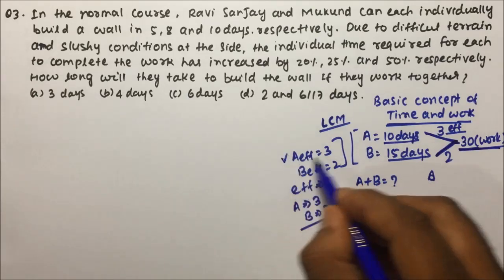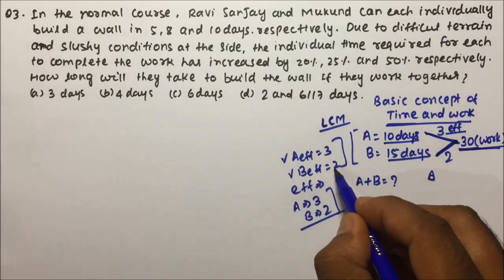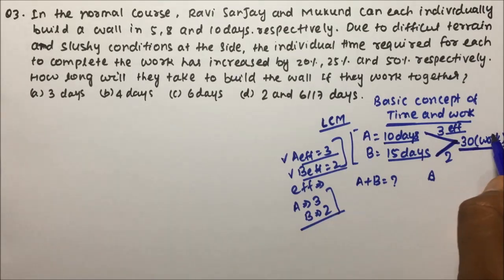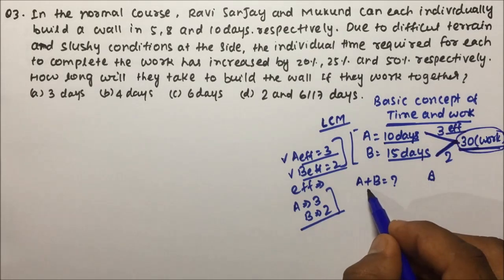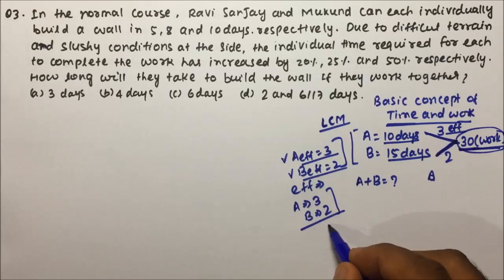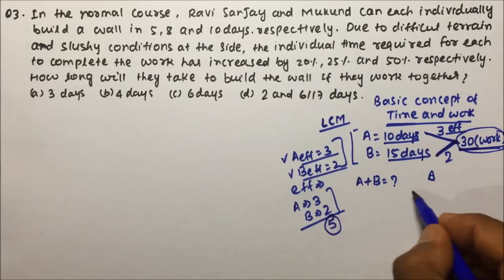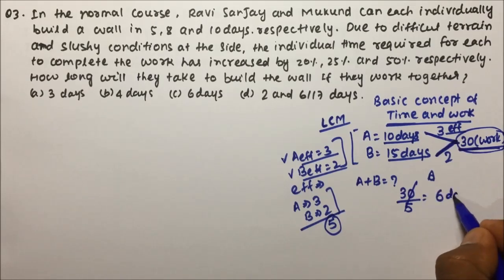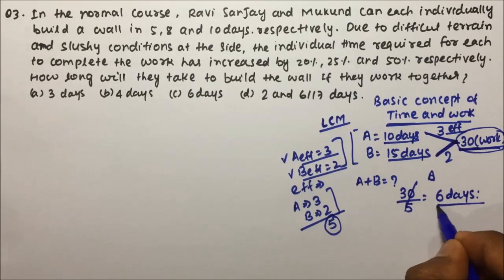Now A's efficiency is 3 and B's efficiency is 2. That means A can do 3 work in a day and B can do 2 work in a day. Now they have to complete 30 work. So A plus B together are able to do 5 work in a day. So for completing 30 work, they will take 6 days.